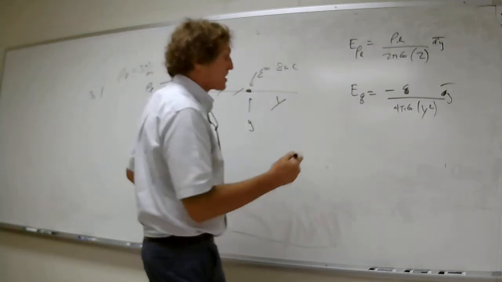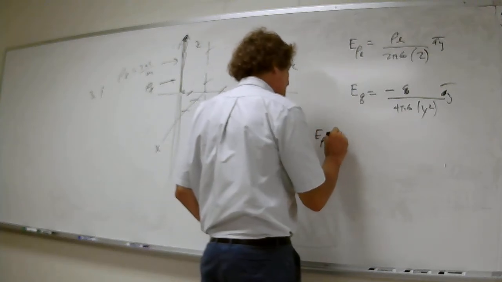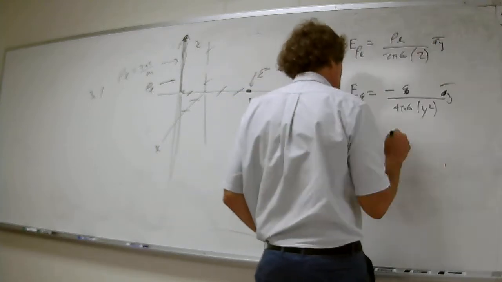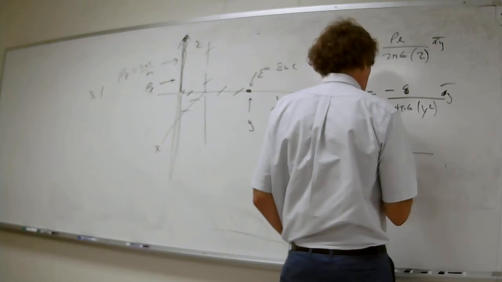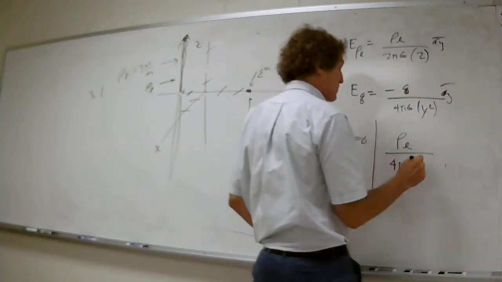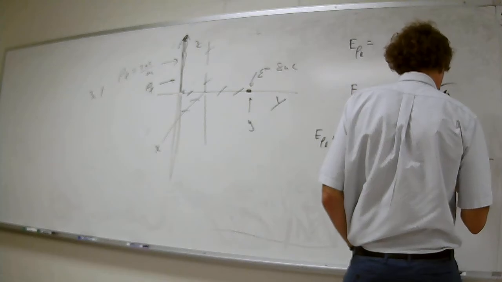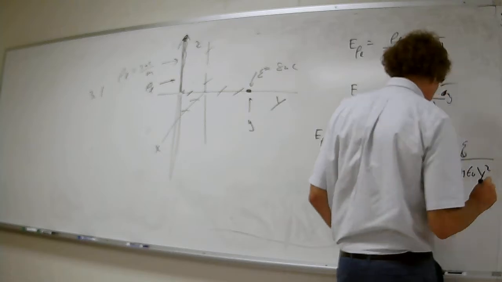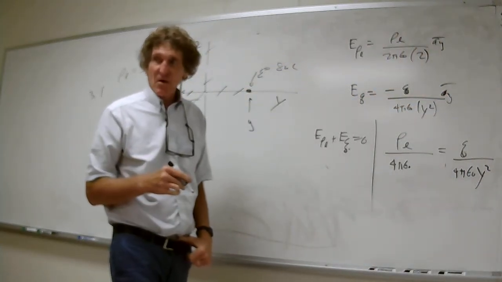So if you just equate them, if you have E from rho L plus E from Q equals 0 at the origin, that means that this is equal to that. And that means that rho L over 4 pi epsilon naught, because 2 times 2 is 4 pi, is equal to Q over 4 pi epsilon naught y squared. Do you agree with me? Just writing it down. I think you all see this.